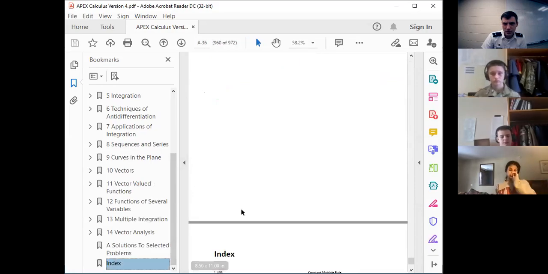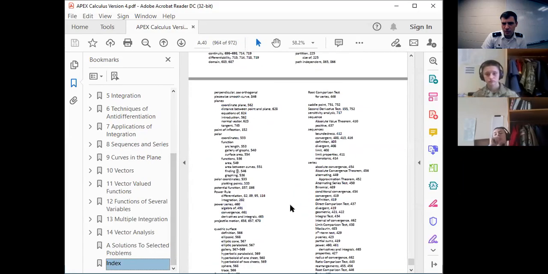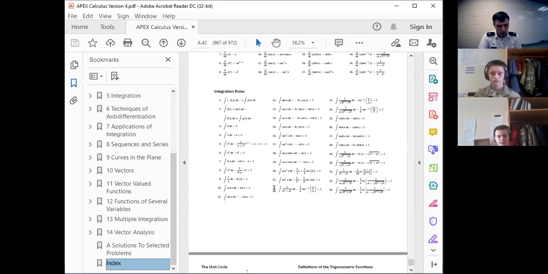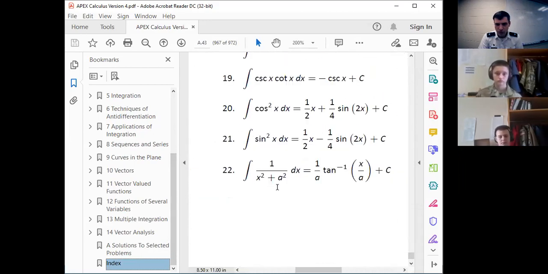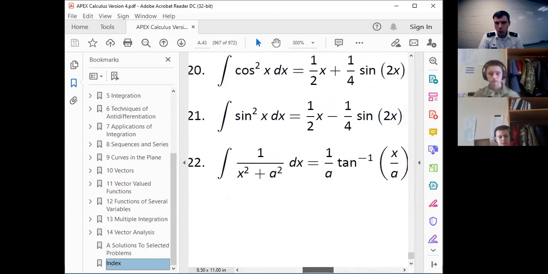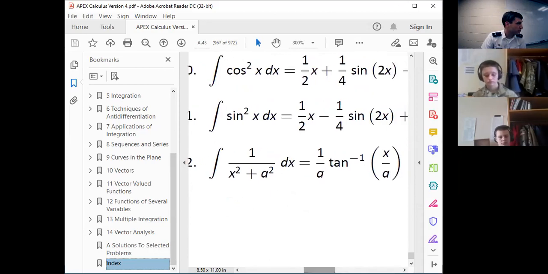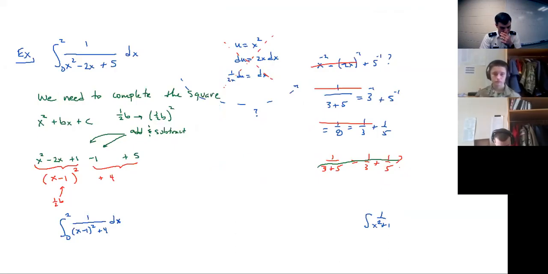Index. Is it after the index or is it? Here we go. Your integration rules. Right there, number 22. The reason this rule works is because of substitution. So I have this kind of thing mostly, and I'm going to get this thing out, hopefully. Okay? So now I'm going to go back to the whiteboard and say now it's time for a substitution.